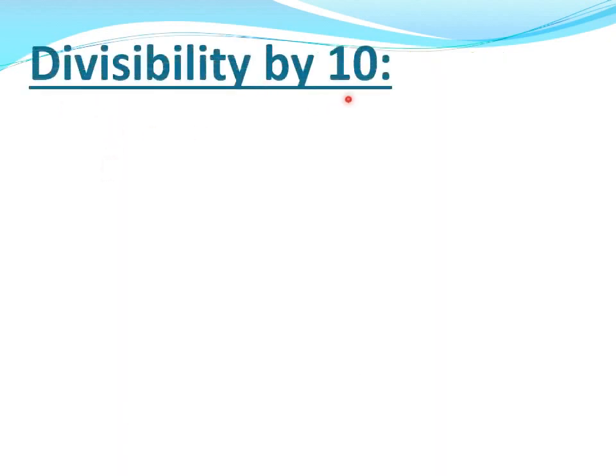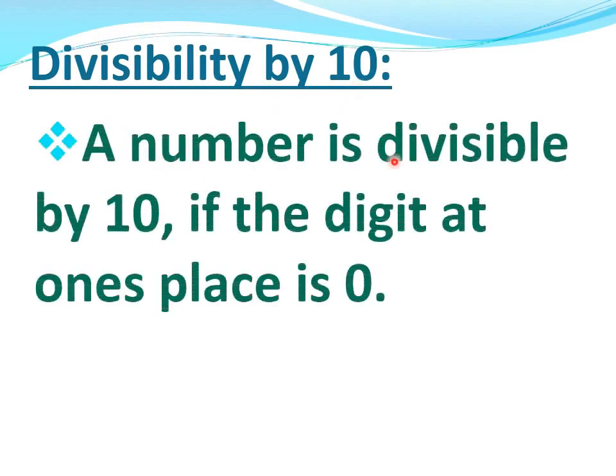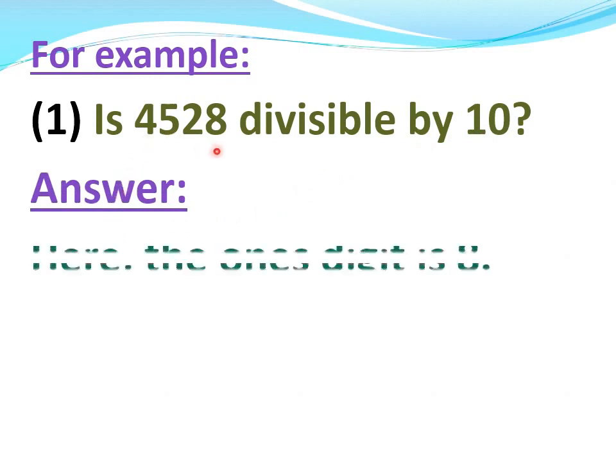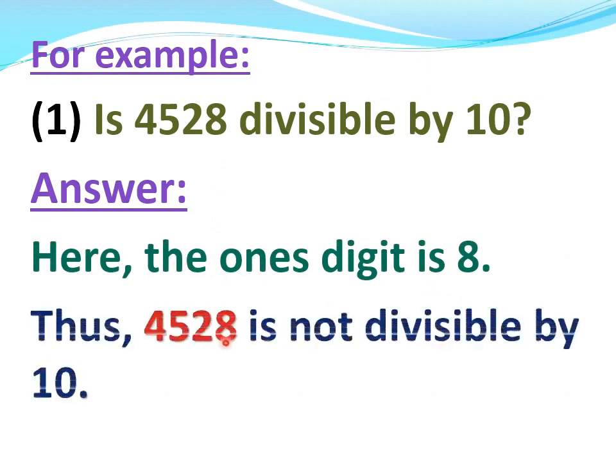Now divisibility by 10. A number is divisible by 10 if the digit at the ones place is 0. For example, question number 1: is 4528 divisible by 10? Here in the given number 4528, the ones digit is 8. Thus 4528 is not divisible by 10.